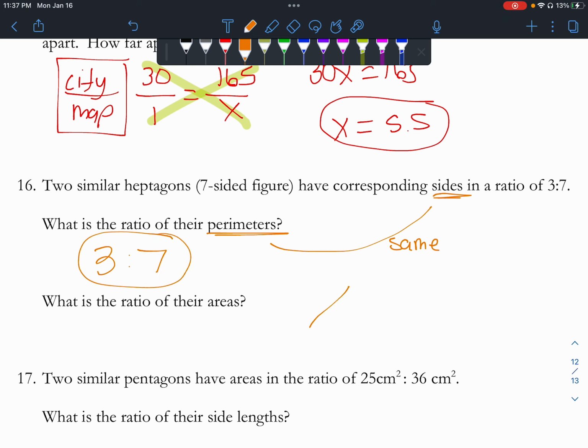The ratio of their areas, the exact same ratio? And sometimes I like to write these as fractions. So if I write 3/7 like this, it's a little bit easier to see that you can square them. That means that the ratio of their areas should be 9 to 49.